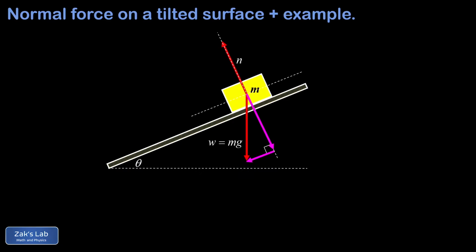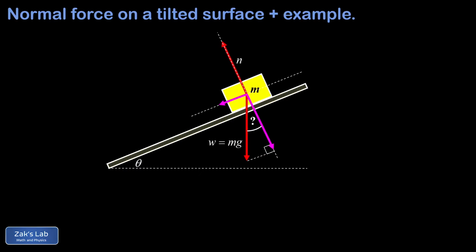We can see that part of the weight vector points perpendicular to the ramp, and part of the weight vector points parallel and down the ramp. But we need to find this angle in order to use trigonometry to get those components. Note that in our force analysis, we usually translate this parallel piece and attach it to the mass to emphasize that it's acting on the mass.